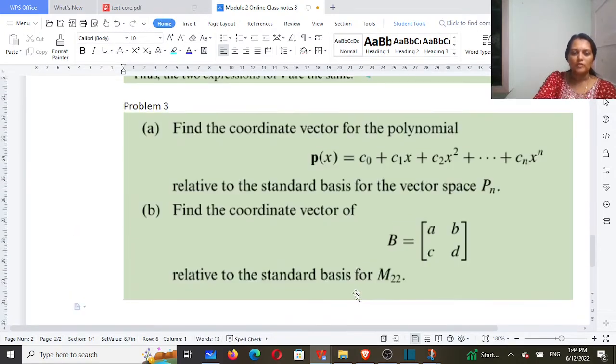Now we are moving to one problem. Find the coordinate vector for the polynomial p of x equal to c0 plus c1x plus c2x square plus etc. cn x raised to n relative to the standard basis for the vector space Pn. So we can do that problem first. We are given that p of x is the given polynomial, and the standard basis for the vector space Pn is 1, x, x square, etc.